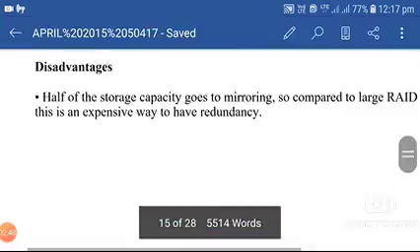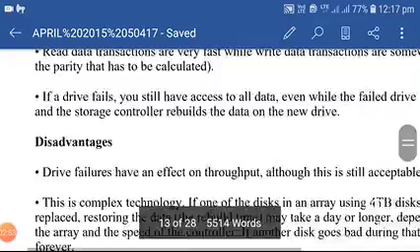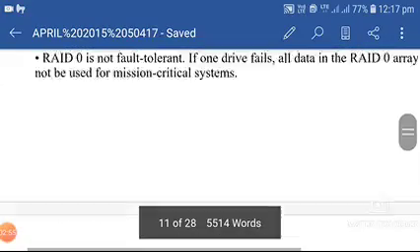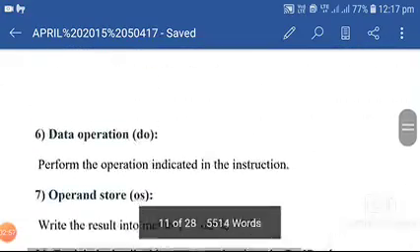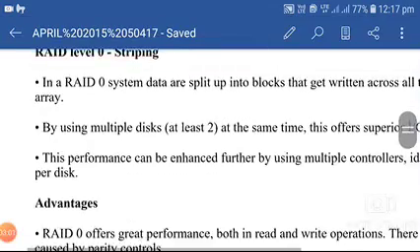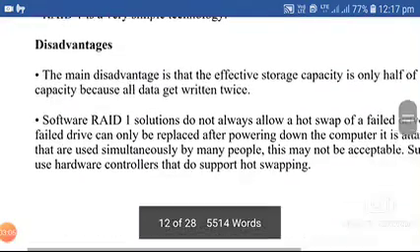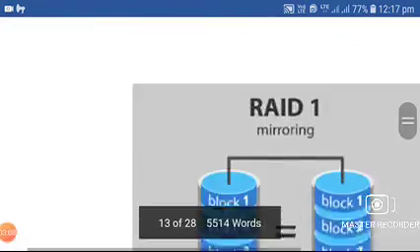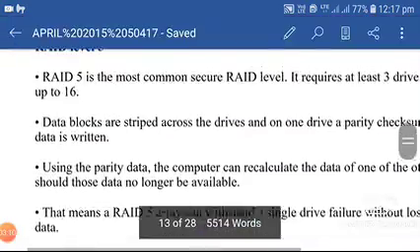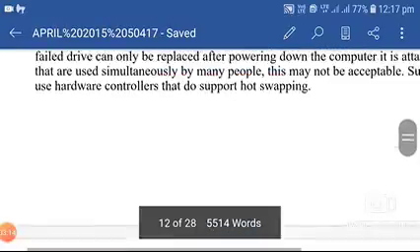So next we are going for RAID level 2. In RAID level 2, it will be a different concept when compared to RAID 0 and RAID 1. Okay.